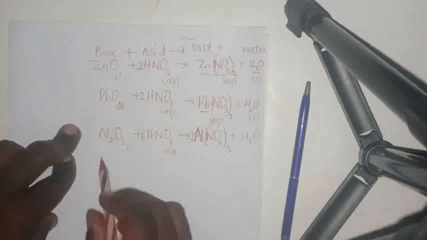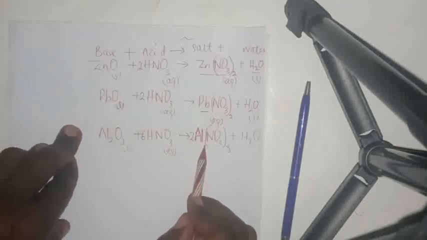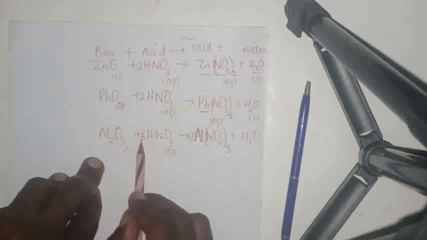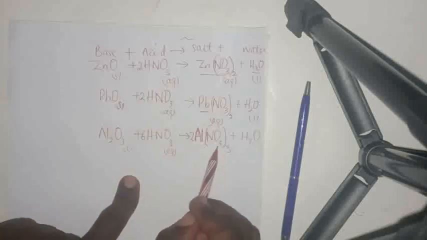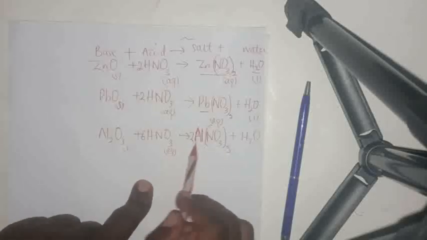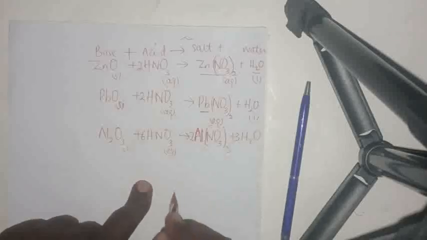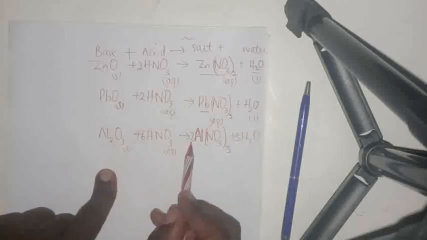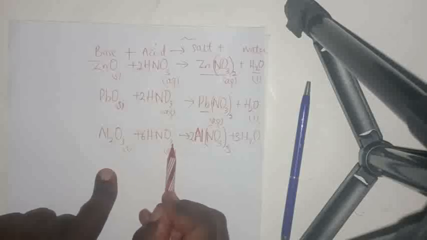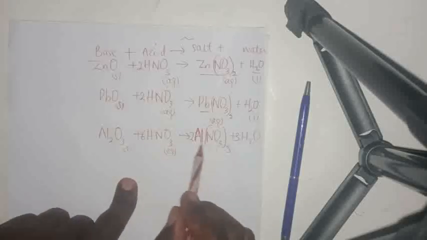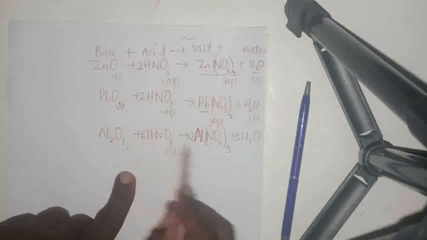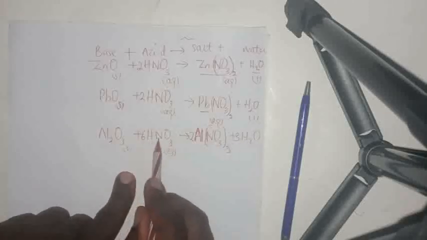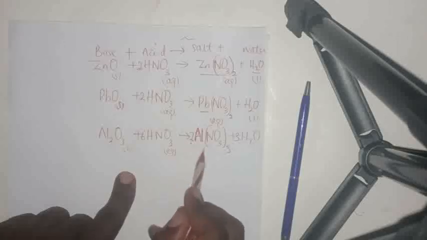Let me see. 2 aluminium atoms, 2 aluminium atoms, then 3 oxygen atoms plus 18. So 3 plus 18, that is 21. 3 times 3, that is 9. 9 times 2, that is 18. I'll put 3 on water. Okay, so 2 aluminium atoms, 3 plus 18, that is going to be 21. 3 times 3, 9, 9 times 2, 18. 18 plus 3, that is 21 also. 6 hydrogen atoms, 3 times 2, that is 6. 6 nitrogen atoms, 2 times 3, that is 6.